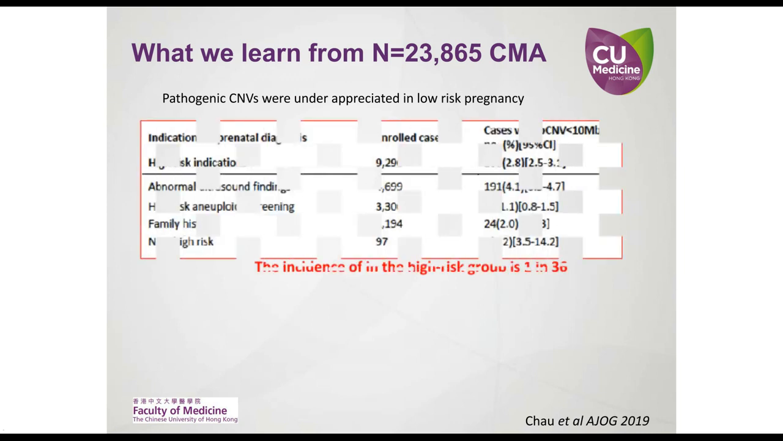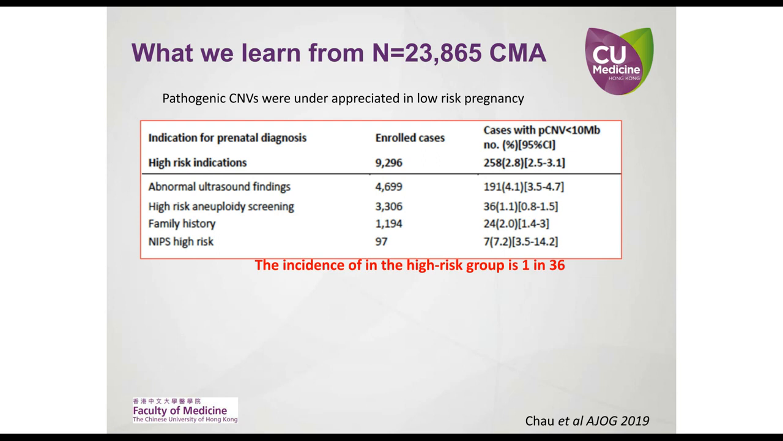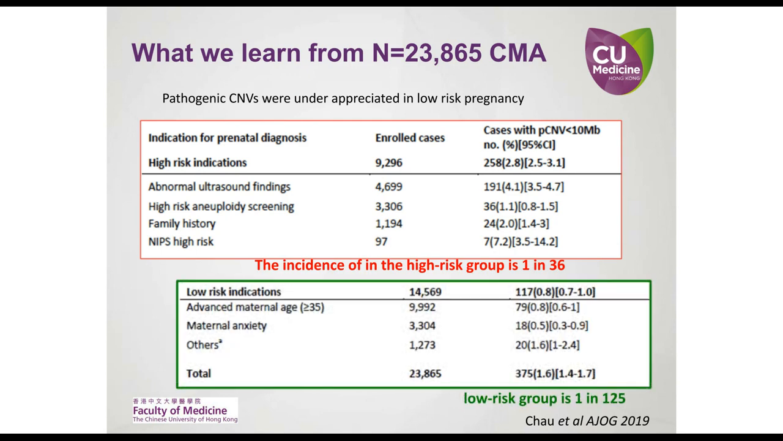What does it mean? For high-risk pregnancy, which we define as abnormal ultrasound findings or a high risk by Down screening, the rate is about 1 in 36. That means in 1 in 36 pregnant women who already undergo an invasive procedure, if you test by microarray, they will have a positive pathogenic copy number variant result. And here we're only talking about those pathogenic variants less than 10 megabases. How about the low risk? Low risk we define as only advanced maternal age or maternal anxiety. You can see that it is still very high.